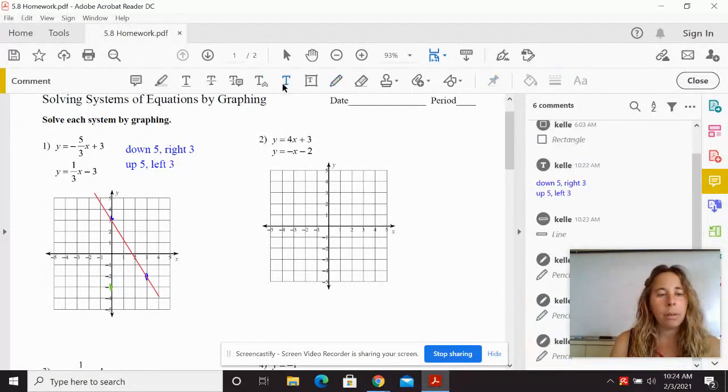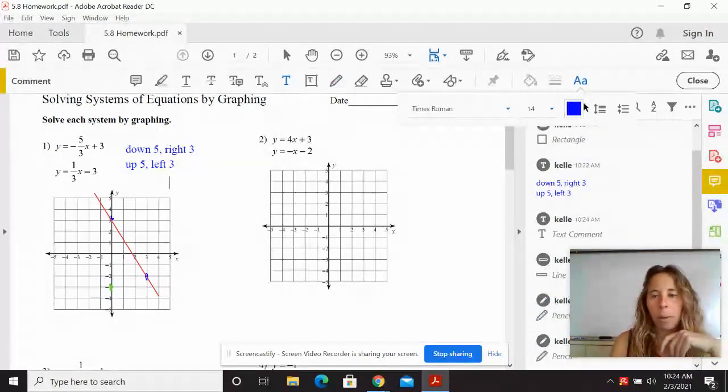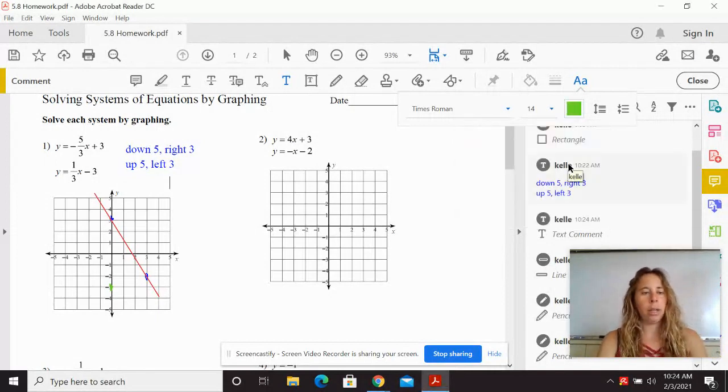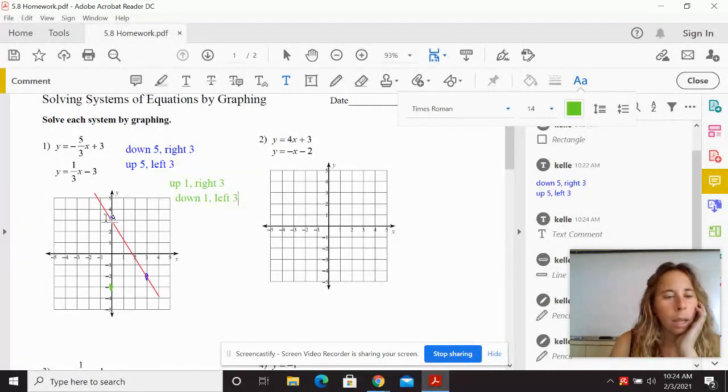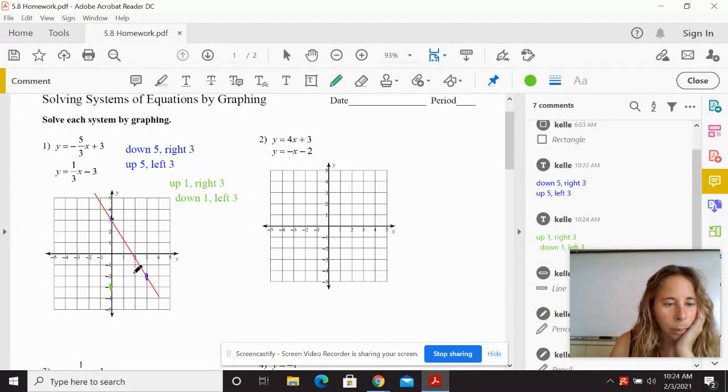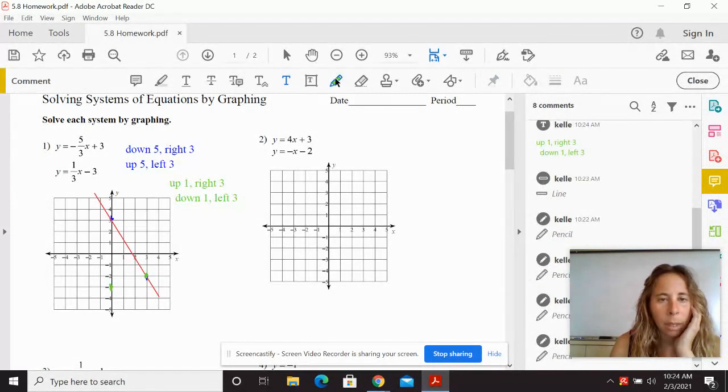Our slope is 1/3 x. So that means you are going to do one of the following. I will write it in green so it matches our line. Up 1, right 3, or the opposite, down 1, left 3. So we'll go up 1, to the right 3, 1, 2, 3. There you go. That's going to be our intersection point, but we'll keep going.